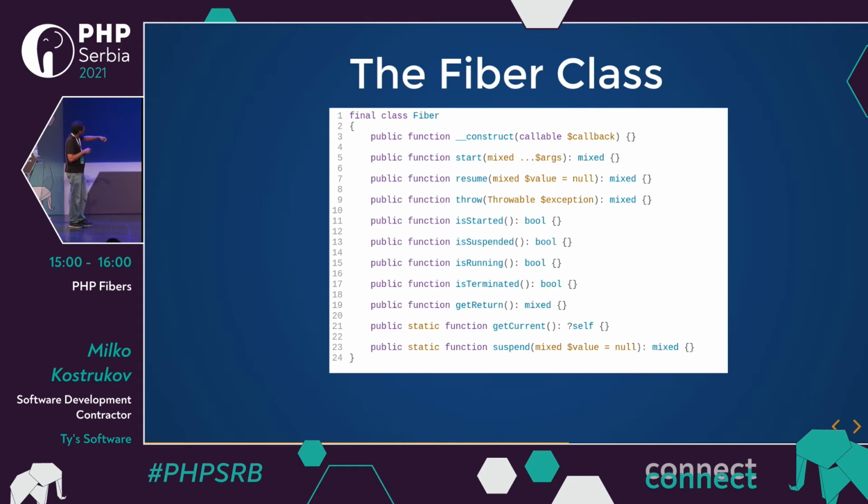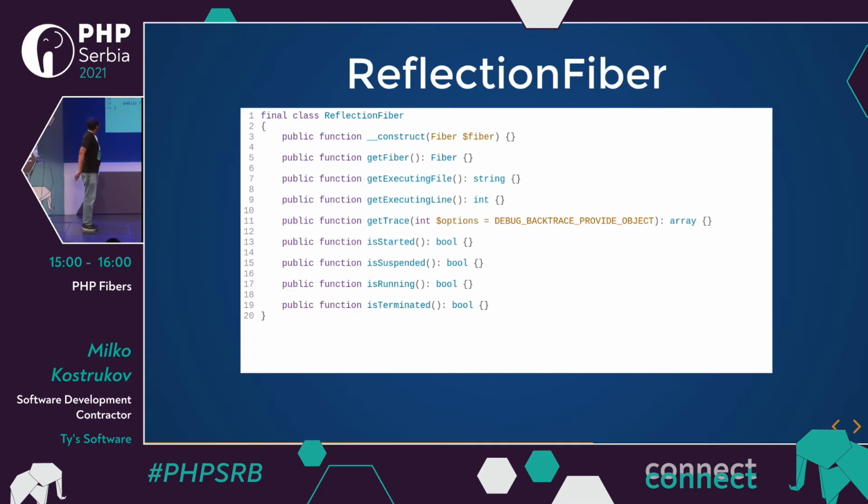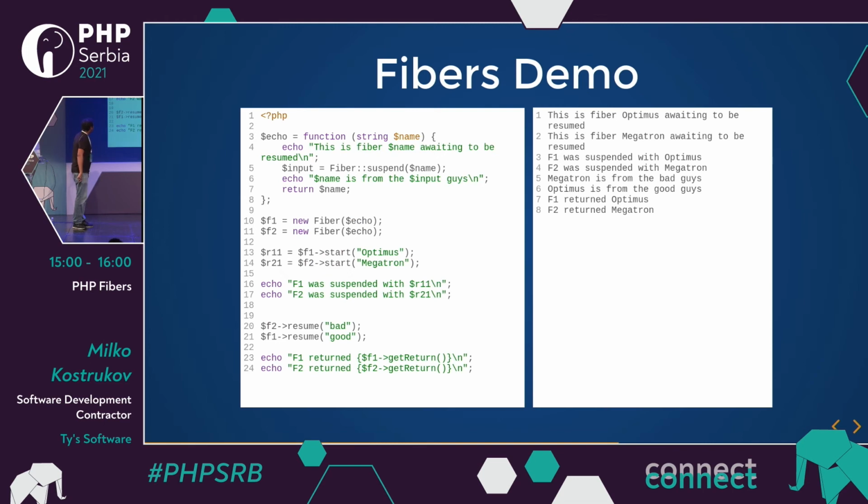When you call resume, the calling fiber will block in the resume. When you call suspend, resume will return the value that was passed into the suspend. We'll see an actual example of that. There is a reflection class for fibers. We don't really care about this right now. I just put it here so we know that there is a reflection class on fiber. You can get the fiber, you can get the executing file, yada yada yada. It's not really that big a deal.